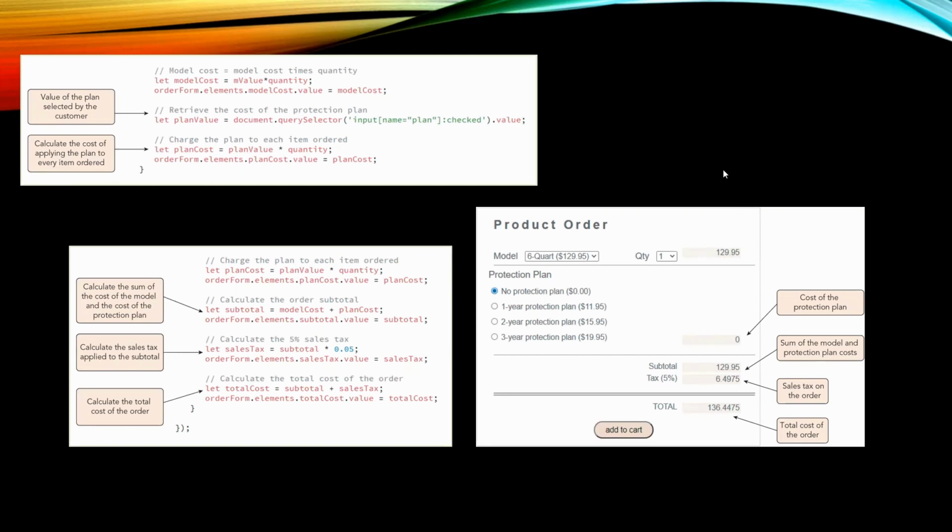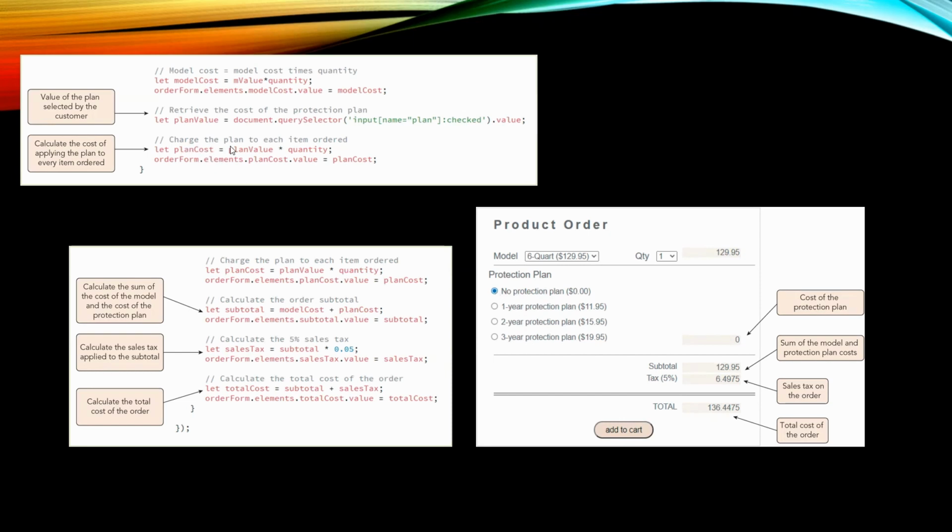Let's take a look at that product order form that we've been looking at. So first up here, what I can do is add some information. This is the end of what we did prior. And here we're going to retrieve the cost of the protection plan. So let plan, and it's using that query selector, the one I don't like, but that's okay. We want to know which one is checked, and we want the value of it. So here the value is 0, 11.95, 15.95, and 19.95. So we're just getting which one of these has the radio button checked, the blue.